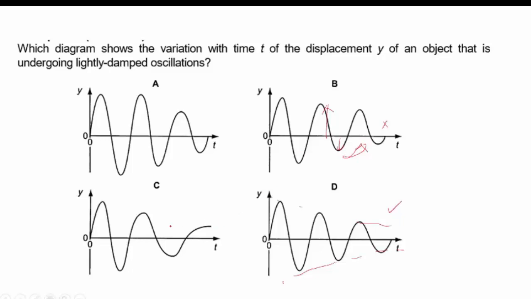C is also not correct. It shows a very significant increase in the period of oscillation. This is a very large increase here, right? This is also not correct. A is not correct, obviously, because the amplitude stays the same, and then suddenly starts to decrease. So this is not correct, right?